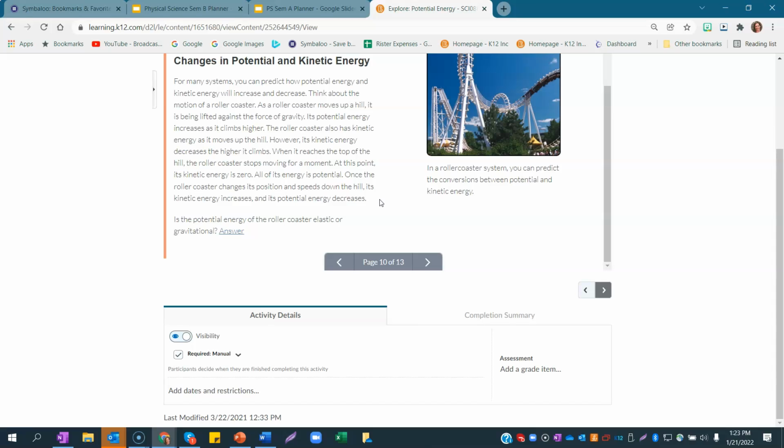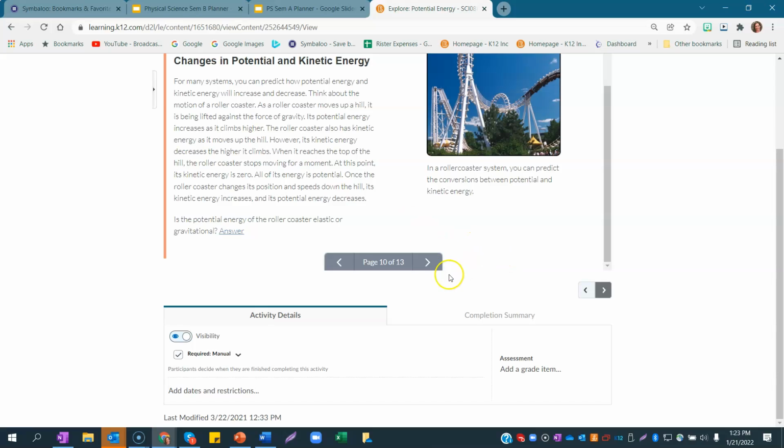Let's see, as it climbs. Okay, so when it reaches the top of the hill, the roller coaster stops moving for a moment. At this point, the kinetic energy is 0. All of the energy is potential. Once the roller coaster changes its position and speeds down the hill, its kinetic energy increases and potential energy decreases.